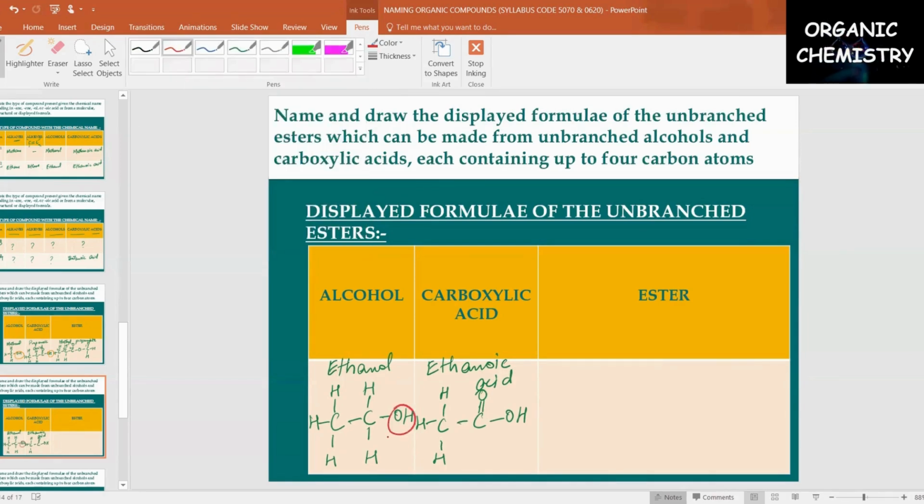Simply remove OH from the acid and H from the alcohol. So you'll get what? You'll get ethyl ethanoate. The formula will be: first of all, I'm drawing ethanoate. C double bond O, O. It is bonded to ethyl coming from ethanol. C bond C, placing hydrogen atoms.